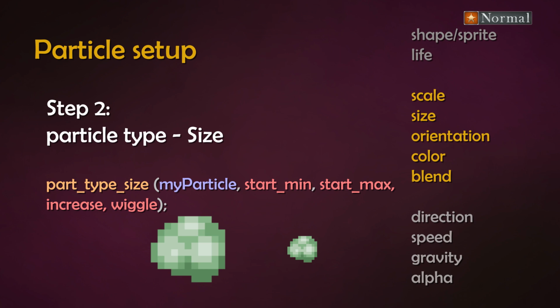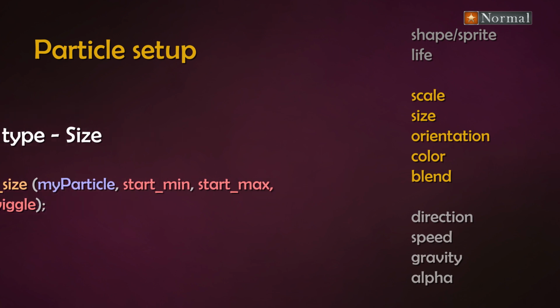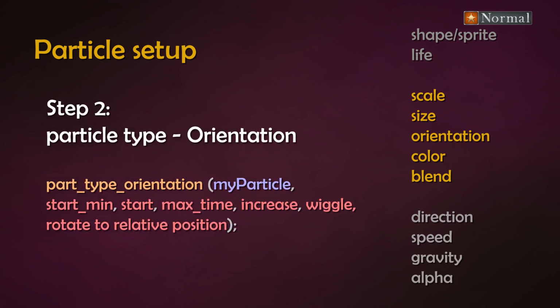You can increase or decrease the size per step. The longer the life is, the longer it will grow or shrink. Small values are key here. And lastly, you can wiggle the size between minus 20 and 20. To be honest, I never use it. Can be useful, I guess. Next is type orientation. Here you define the rotation. It is analog to the concept like part size. Two min-max start values, increase and decrease, and the wiggle. Whether to set the particle relative to the direction angle or not.